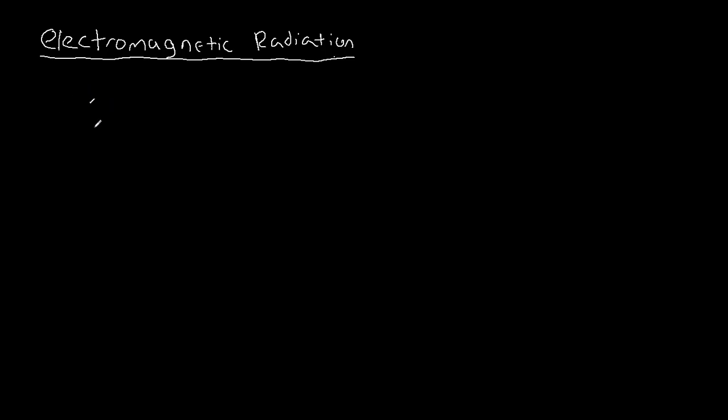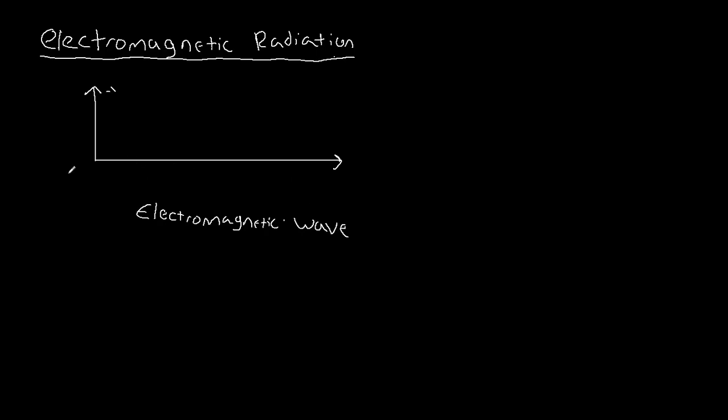And that is the idea that we have a straight line like this. So then we have this, and then we have this. So this is going to be an electromagnetic wave.